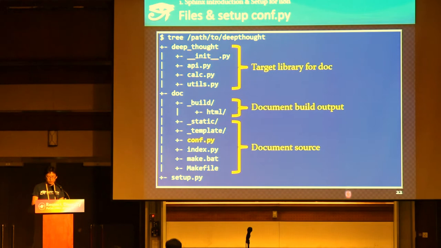And now you can see the directory and file structure like this. The target library for docs is cloned from an existing repository. This doc directory already exists in this sample deep sort library. And the document build output was generated by make html here. And the document source was generated by Sphinx quickstart: conf.py, index.rst, and make.bat and Makefile files.